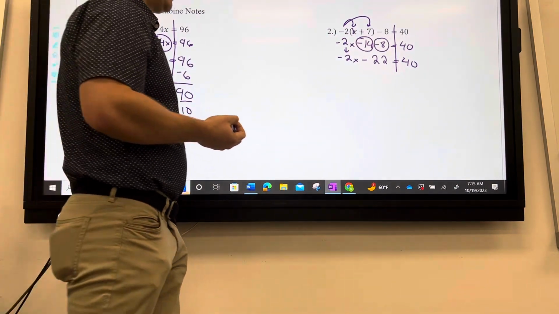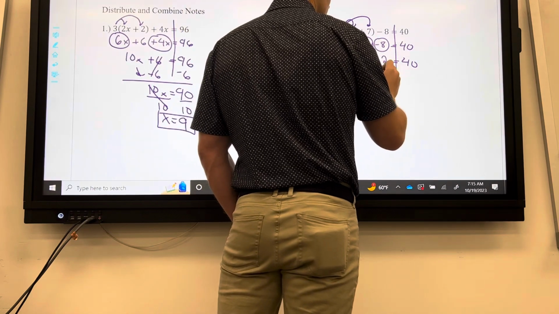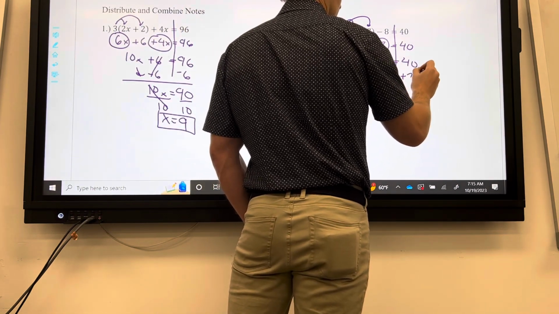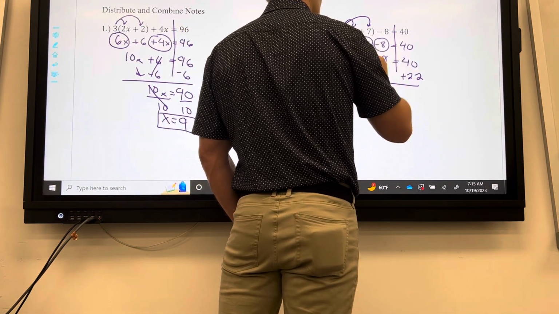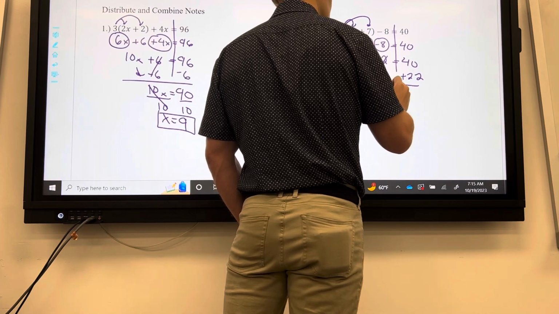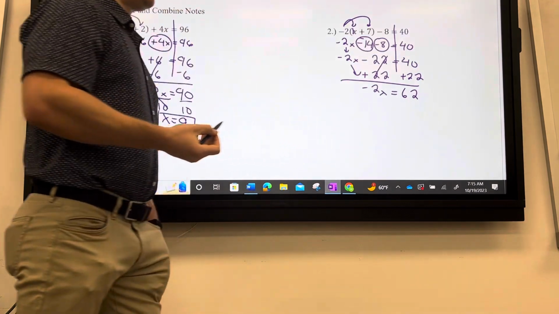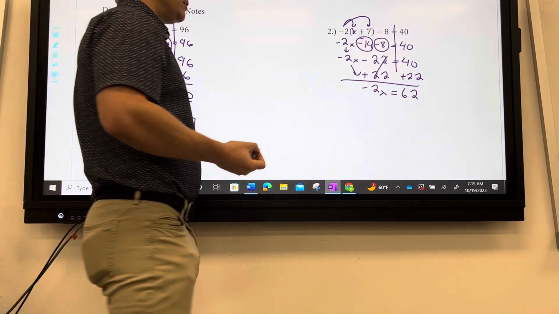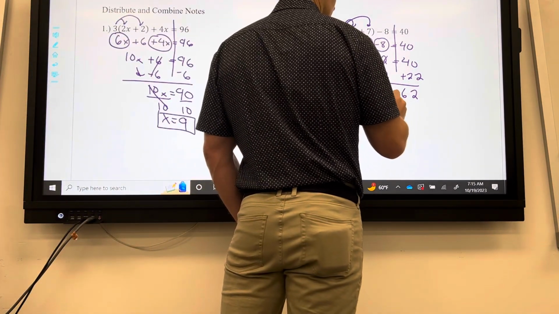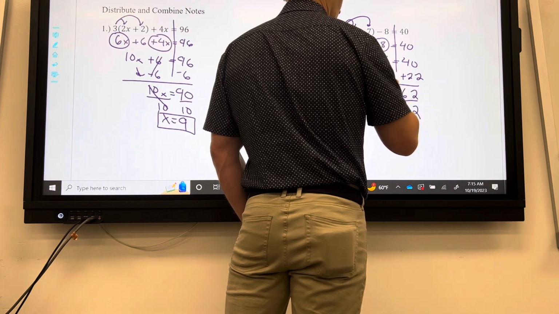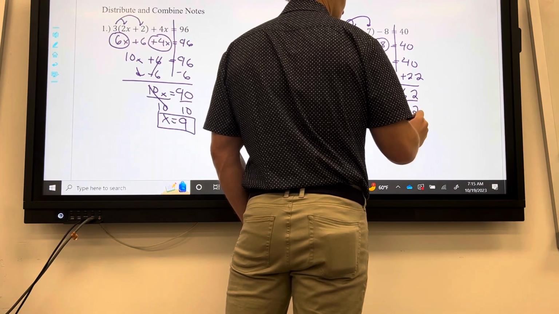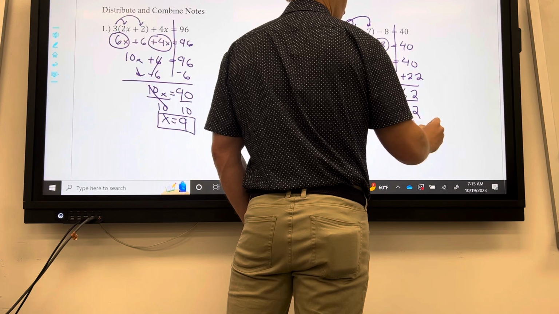Then you add 22 to both sides. That cancels, the negative 2x drops. 40 plus 22 is 62, and then you divide by negative 2 on both sides. Cancels, and x is equal to negative 31.